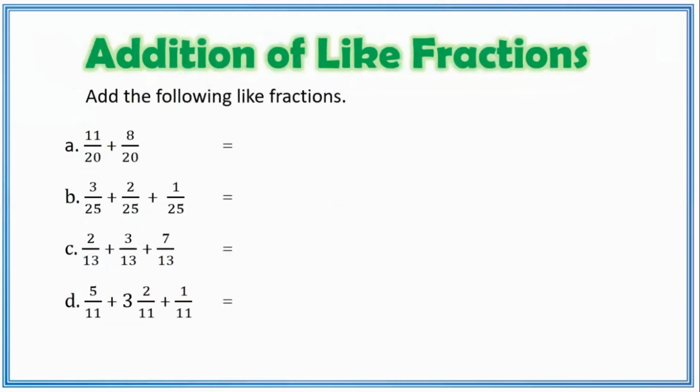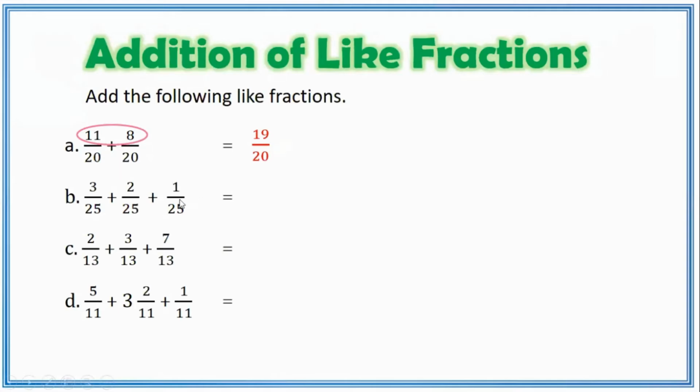Now let us add like fractions. So how do we add like fractions? So as you can see, like fractions have the same denominators. So all you have to do is add the numerators. So 11 plus 8 is equal to 19 out of 20. So you will just copy the same denominator.